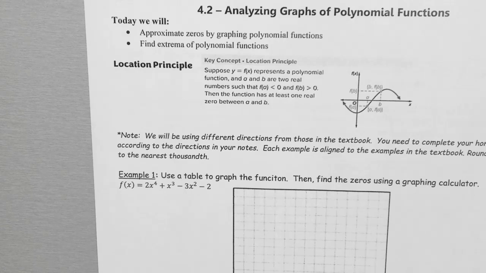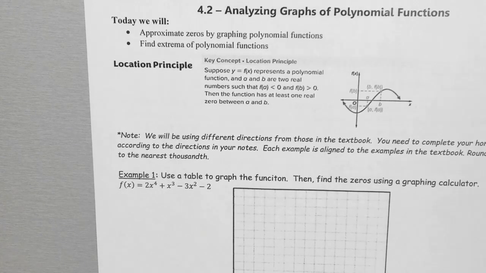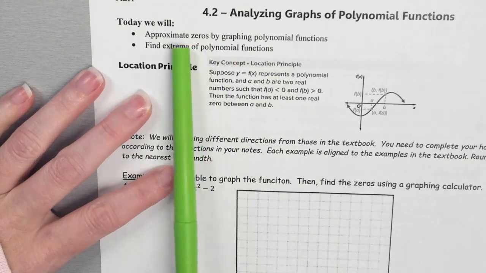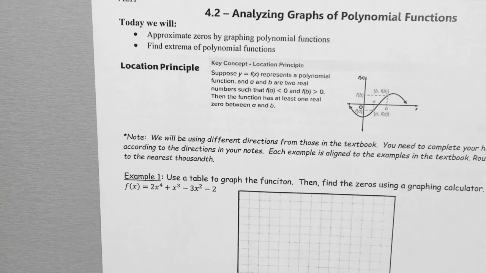Okay, so you guys just read about the location principle. We're going to go over some key terms from that. 4.2, we are analyzing graphs of polynomial functions. And so our goal with that is to approximate zeros by graphing polynomial functions. We're going to do that today, and we are also going to find the extrema.